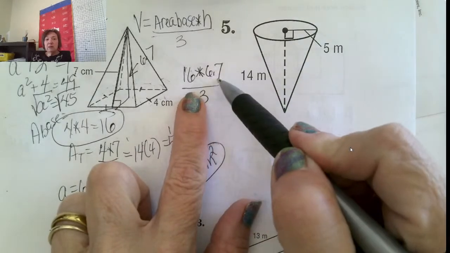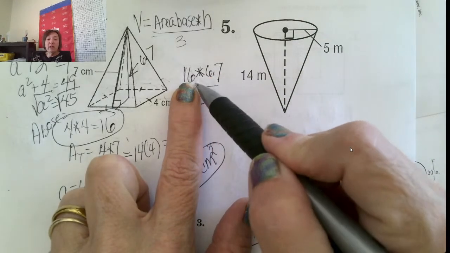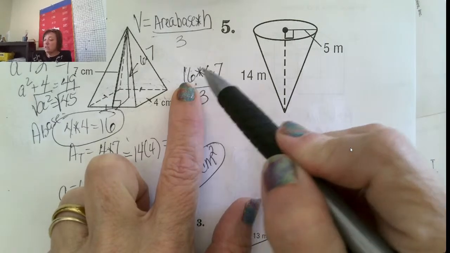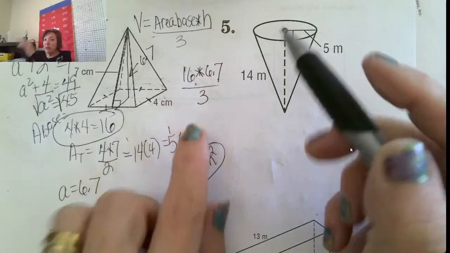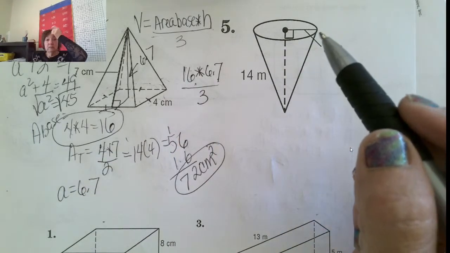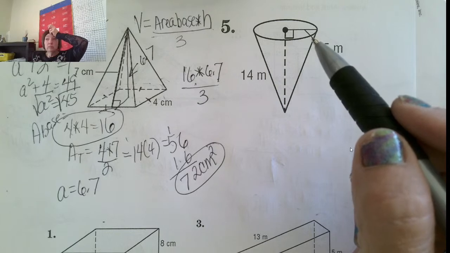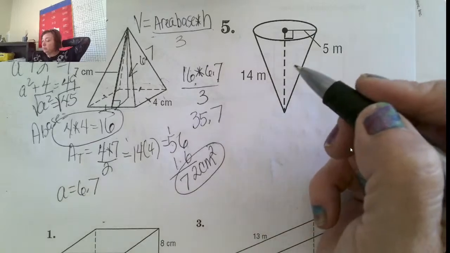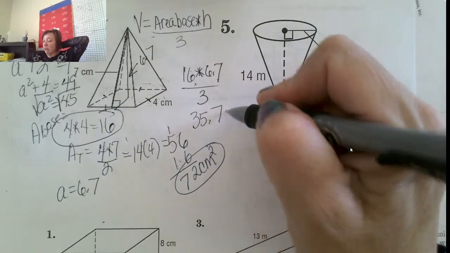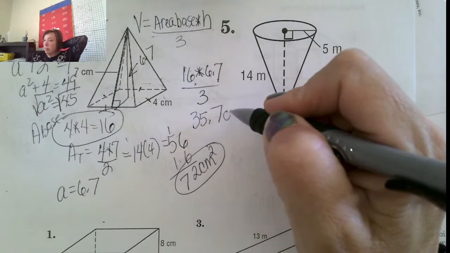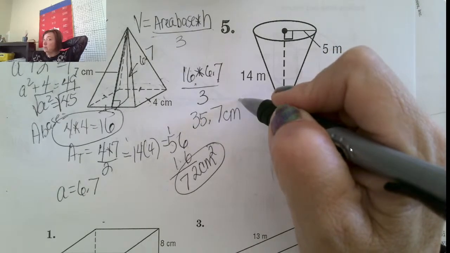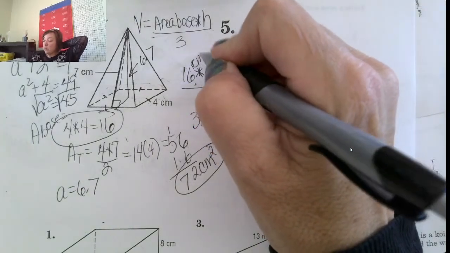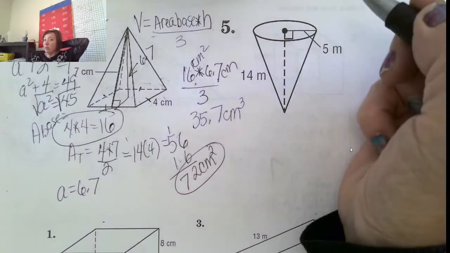This 16, because that's the area of the base. The base is 4 times 4, that's 16. So 16 times 6.7 divided by 3 is 35.7. What's our unit? Cubed, because this was squared here, right? This was squared, but then this is also centimeters, and we're multiplying by another centimeter.